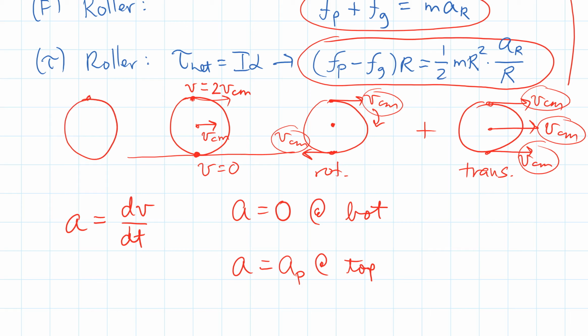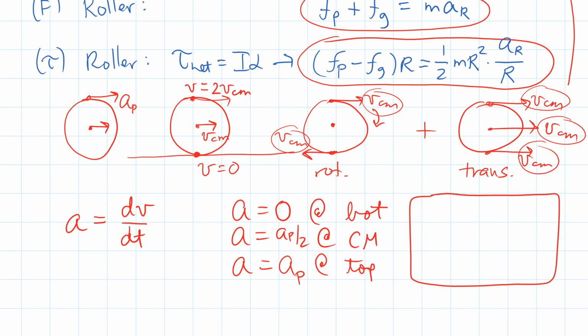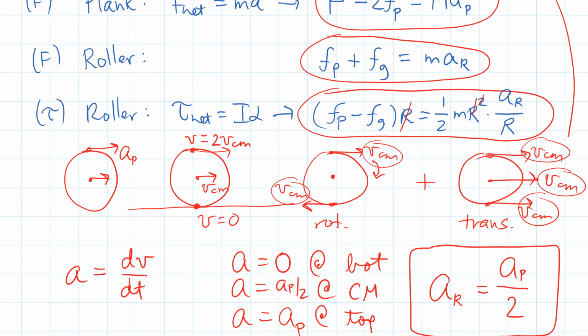and the top of the roller will be accelerating with the linear acceleration of ap, which means that the center of mass of the roller is ap over 2 at the center of mass. In other words, the key to solving this problem is understanding that the center of mass acceleration of the roller is half the acceleration of the plank. Once we have this, this is a fourth equation, and everything else turns into numbers at this point. So I'm going to go ahead and quickly solve through the rest of this.